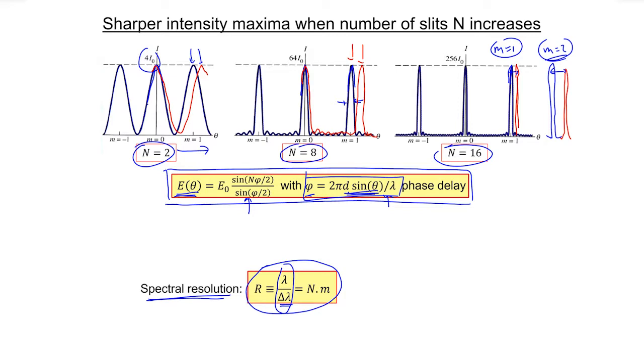And that spectral resolution is proportional to the number of slits, right? I mean, if you have more slits, it's easier to separate two neighboring colors, but it's also proportional to the order of the diffraction. If you're in second order diffraction or even third order diffraction, the spacing between these peaks increases and it's easier to separate them. The spectral resolution increases.